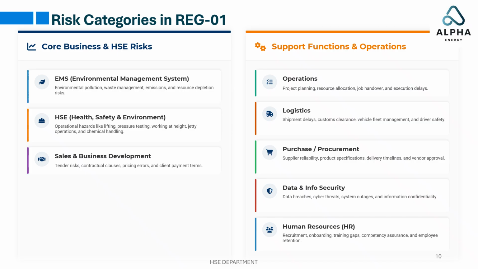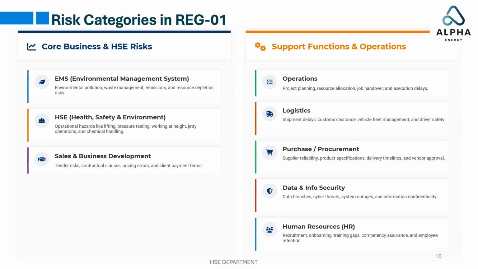Al Masood Energy. Under core business and HSE risks, the categories include environmental management system (EMS) risks such as environmental pollution, waste management issues, emissions, and resource depletion; HSE (health, safety and environment) risks including operational hazards like lifting operations, pressure testing, working at height, jetty operations, and chemical handling; and sales and business development risks related to tendering, contractual clauses, pricing errors, and client payment terms.